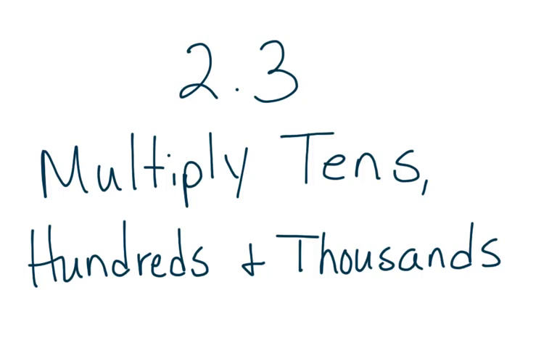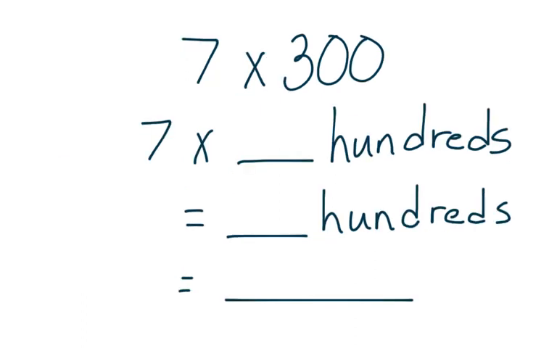This next lesson is about multiplying by tens, hundreds, and thousands. Now this is a pretty easy lesson, so it's not going to take us too long to get through this one. Go ahead and take some notes along the way. Now the first problem that we have is 7 times 300.